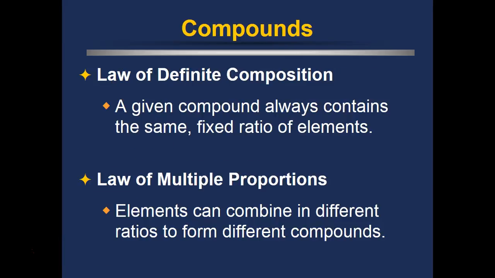So there are a couple of laws that we need to discuss when we talk about compounds. First, the law of definite composition. This means that a given compound always contains the same fixed ratio of elements. So in H2O, there are always two hydrogens, always one oxygen. And then the law of multiple proportions, which means elements can combine in different ratios to form different compounds, such as the examples we just saw on the last slide.